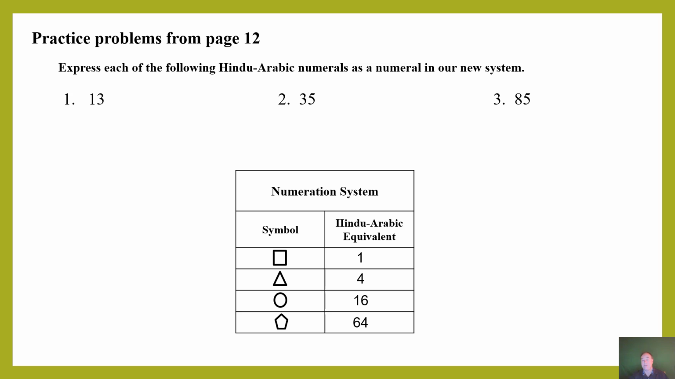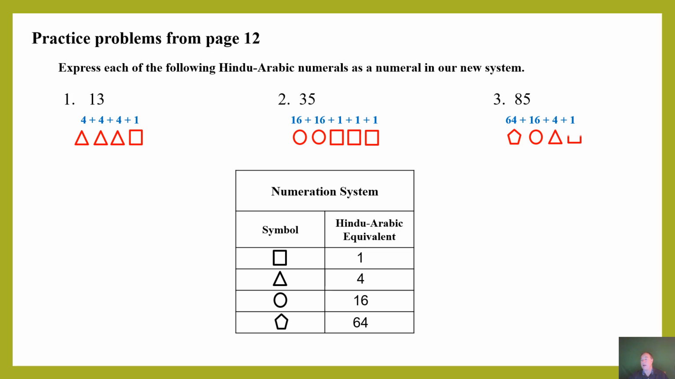So what do I have? I have 3 4s in 13, so I'm going to have 3 4s plus 1. So I'm going to have 3 triangles and a square. Number 2, I'm going to have 2 16s, 3 1s. Number 3, I'm going to have 1 64, 1 16, 1 4, and 1 1 if I split it down. So it's pentagon, circle, triangle, square.